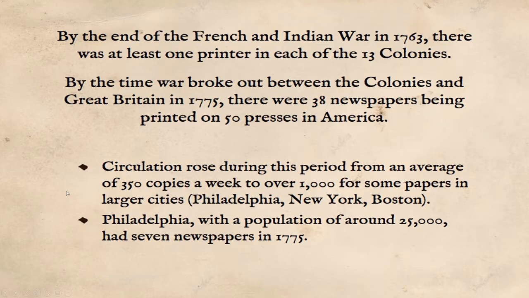Philadelphia had 7 newspapers by that point. And if you think about it, Philadelphia's population was 25,000, whereas Eugene and the surrounding areas, including Springfield, basically Lane County, has something like 300,000 people. So Philadelphia was still really small at that time.